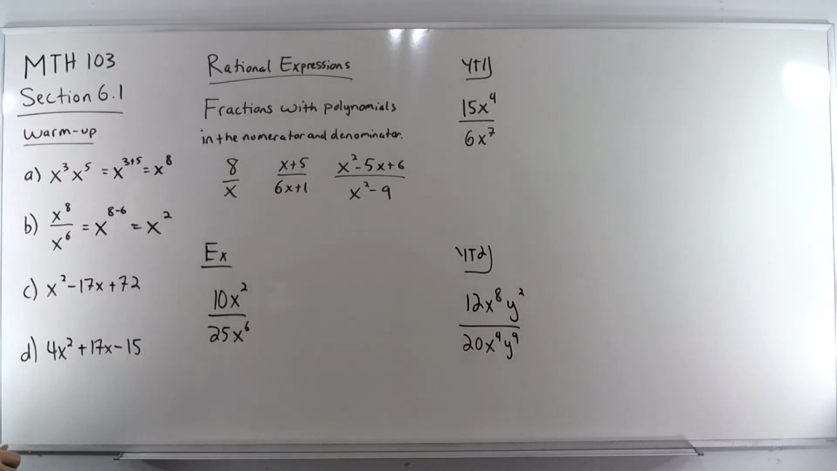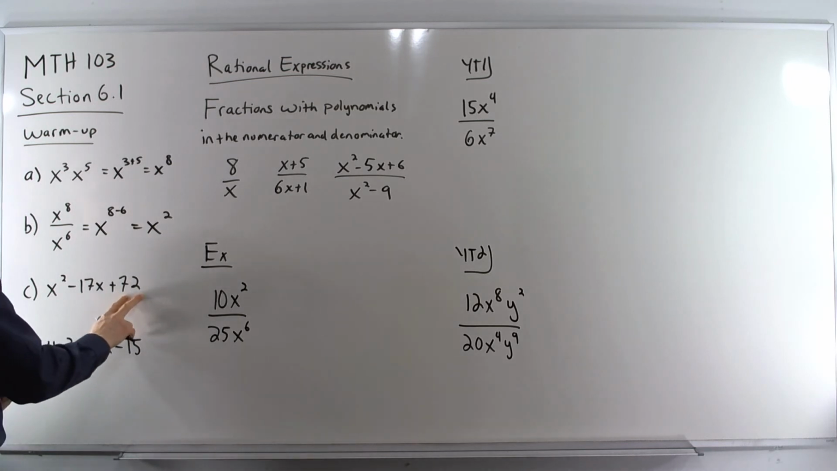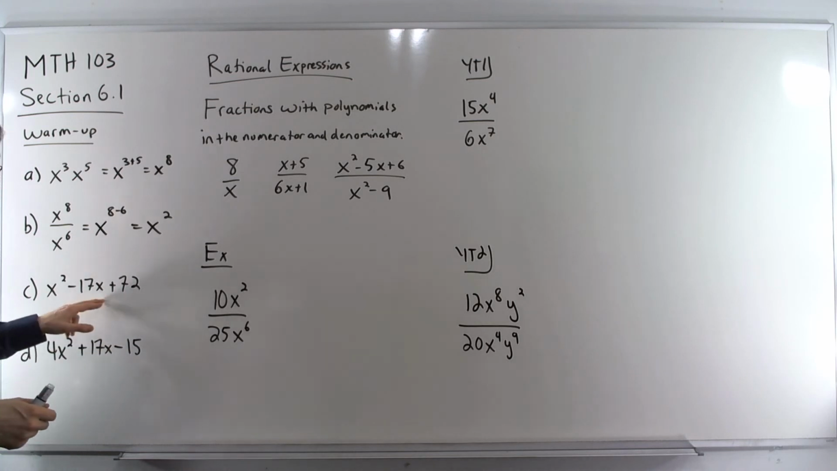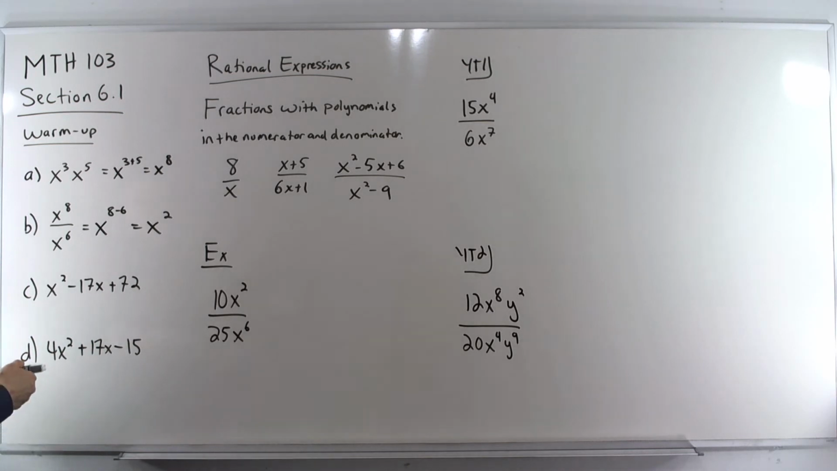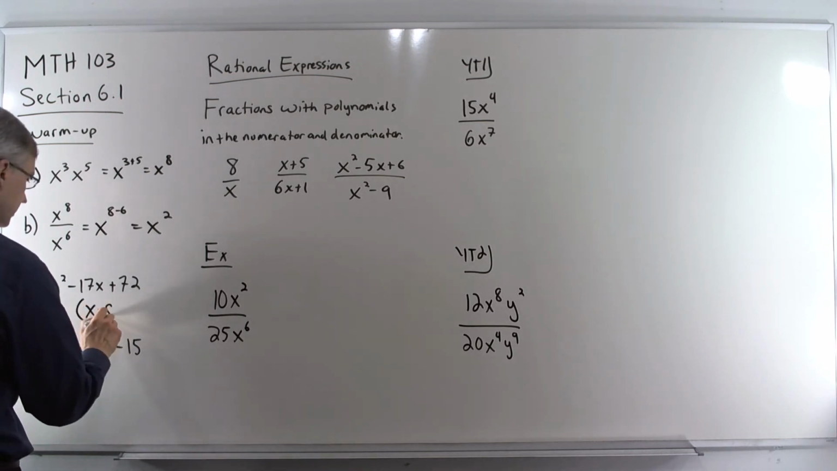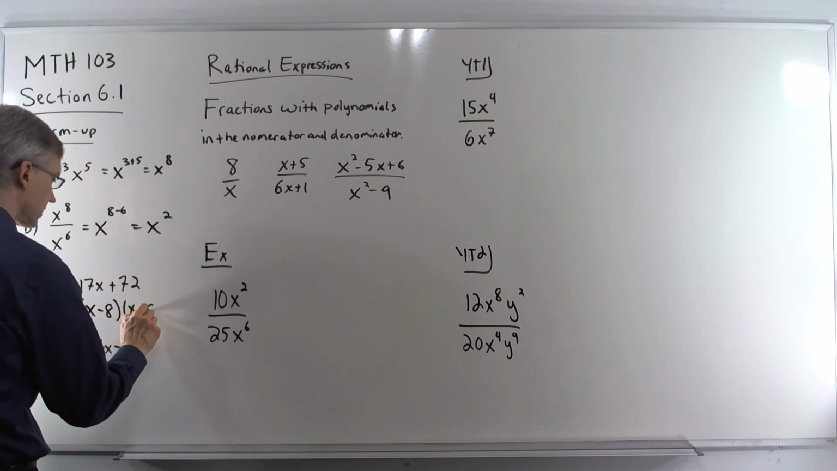Now with this one we're going to factor, so we need two numbers that multiply to get 72 and add to get negative 17. Since the middle term is negative, both of those numbers are going to be negative. And we got a positive number out here, so we know we have the same sign in both numbers. So those two numbers are 8 and 9. So we get x minus 8 times x minus 9.